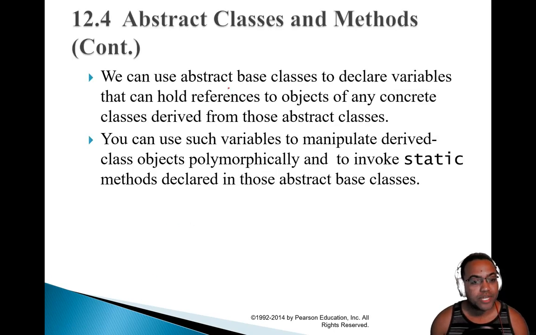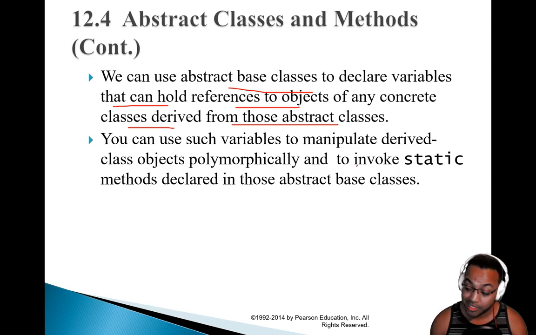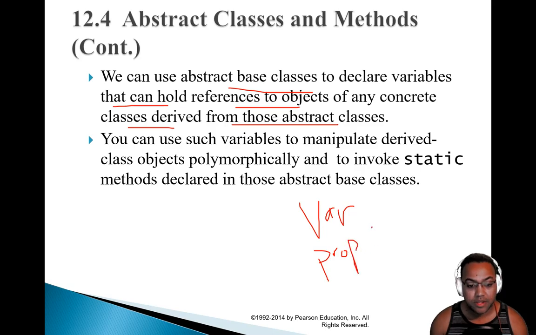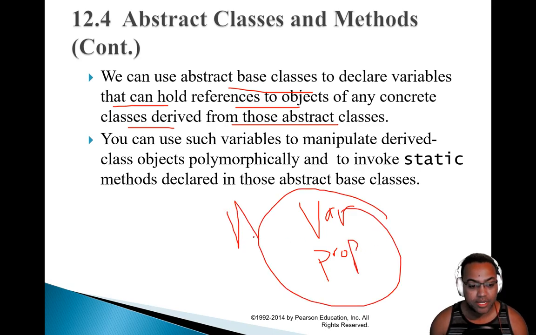We can use abstract base classes to declare variables that can hold references to objects of any concrete classes derived from those abstract classes, which is kind of nice because all of your variables and all of your properties for that matter can be contained in an abstract class. And what that essentially does is it makes it so that you don't have to have variables all over the place. You have it in one place.